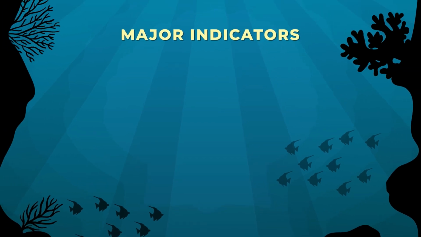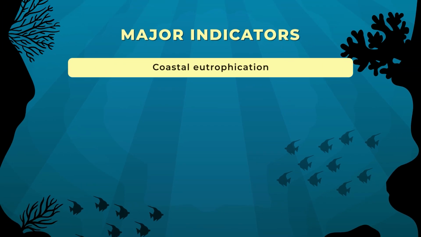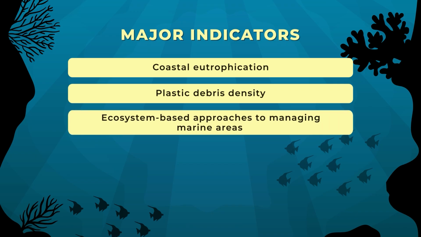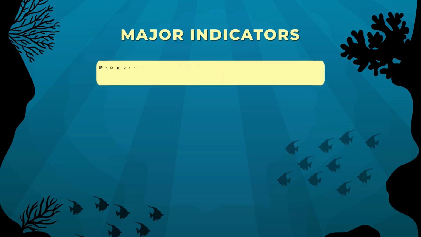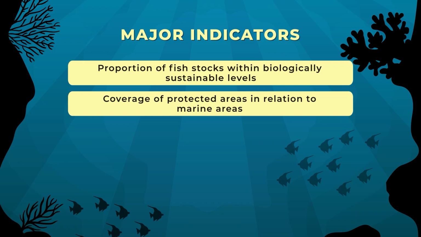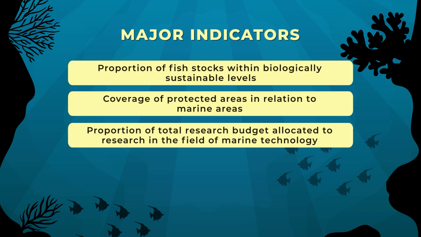So, when we look into the major indicators, as we also discussed in one of the sessions on global progress, the major indicators are coastal eutrophication, plastic average density, ecosystem-based approach to managing marine areas, average marine acidity, proportion of fish stock within biologically sustainable yield, as we call MSY, maximum sustainable yield, coverage of protected areas in relation to marine areas, and then proportion of total research budget allocated to research in the field of marine technology.